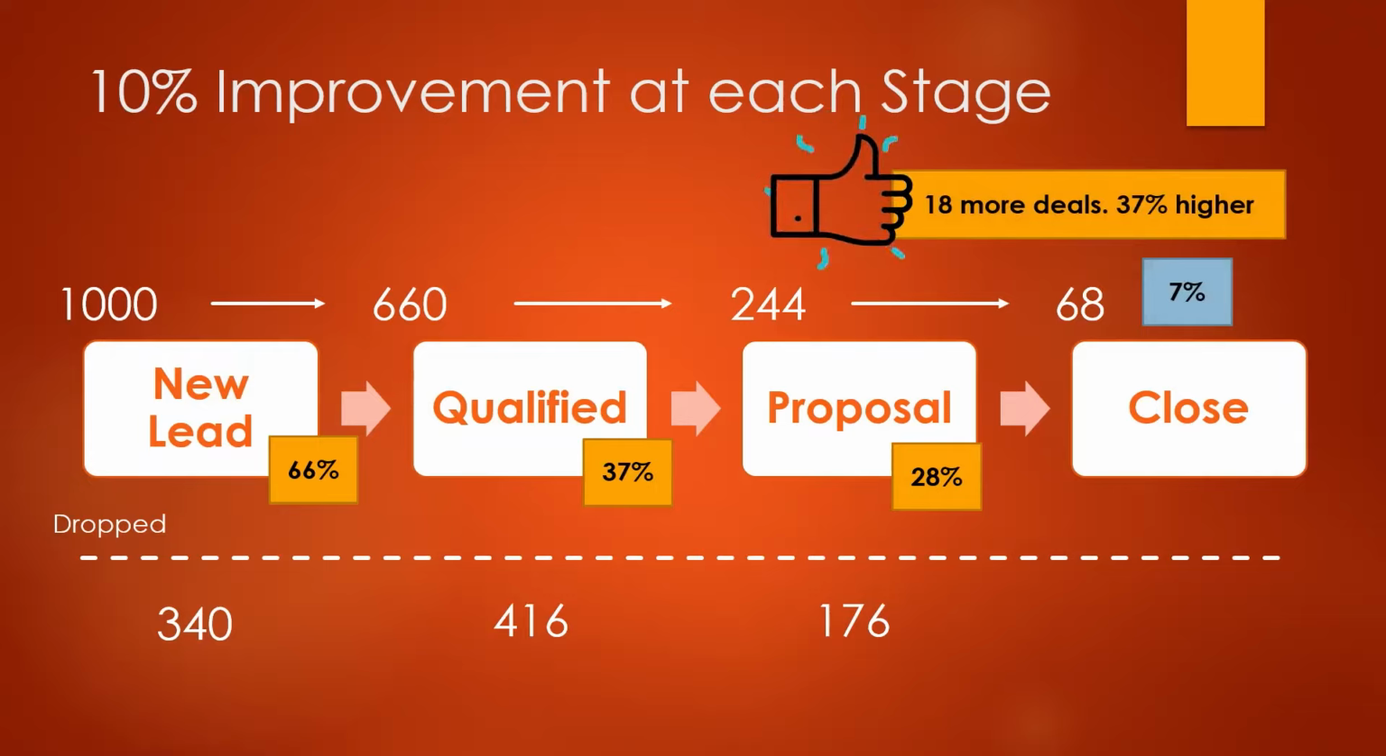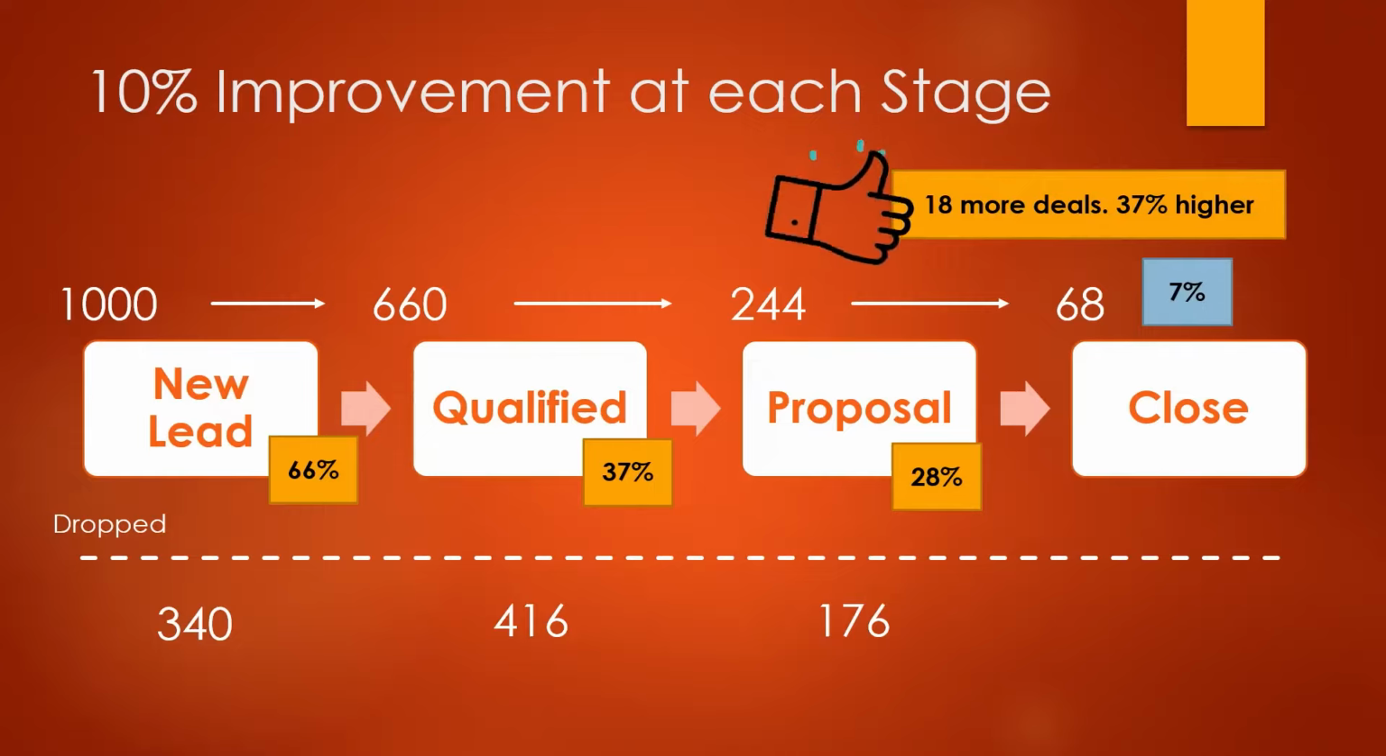But if you break down the entire process into 4 stages and see that, okay, we are going to work on each stage as a sub-process, and we will improve the efficiency and the conversion of each stage by 10% each, your final improvement is a whopping 37%, and you close 18 more deals.